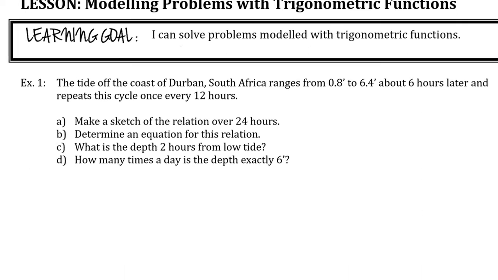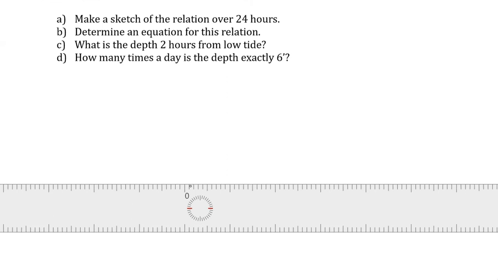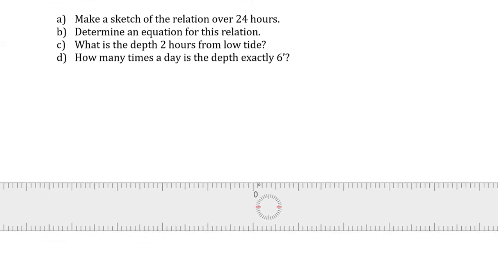So the first thing we're going to do is make a sketch of the relation over 24 hours. If this is over 24 hours, how many cycles are we going to see? 2 cycles, right? One cycle happens every 12 hours, but we're graphing 24 hours. So we'll have 2 cycles. Very good.